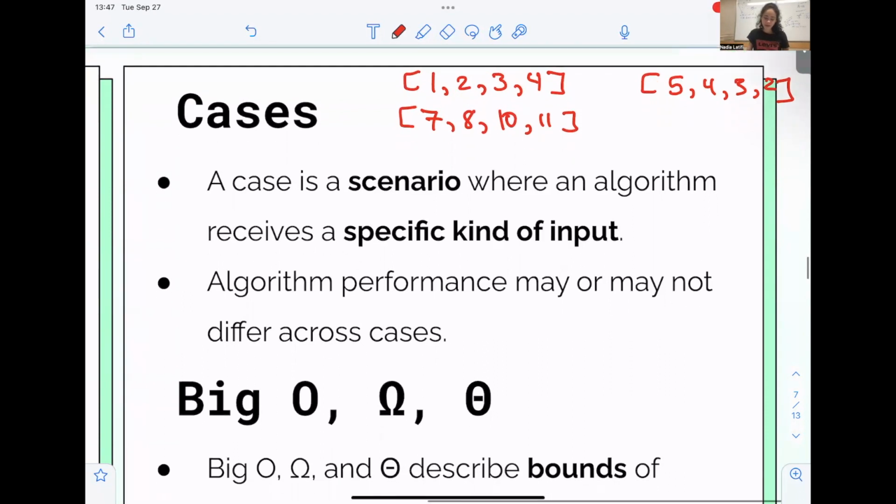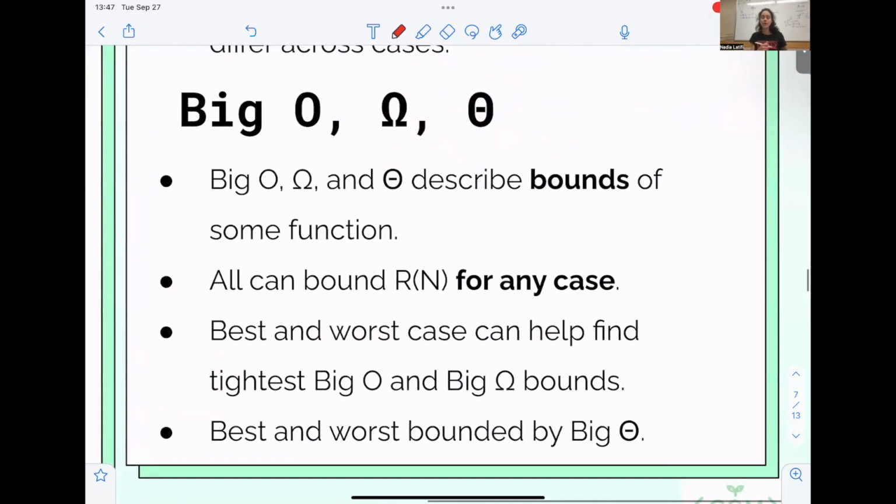Now, big O, big omega, and big theta: these are tools that we use to describe the bounds of some function. It doesn't even have to be a computer science function. It could be anything. It could be, like, enrollment, like you see on Berkeley Time, those graphs of enrollment as phase 1, phase 2, right? We could use big O, big omega, and big theta to describe the bounds of that function that we might see on Berkeley Time, right?